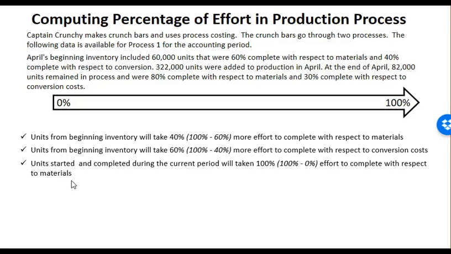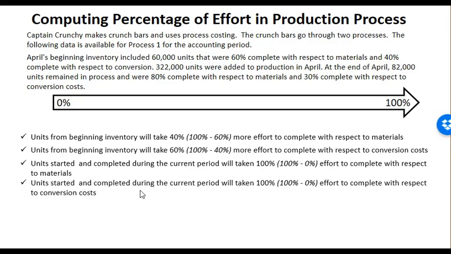And in this case, if something has just been started, it would be at 0%. And then if it was completed during the period, that means it ends up at 100%. So units started and completed during the current period will take 100% of effort to complete with respect to materials. Also, units started and completed during the current period will take 100% of effort to complete with respect to conversion costs.